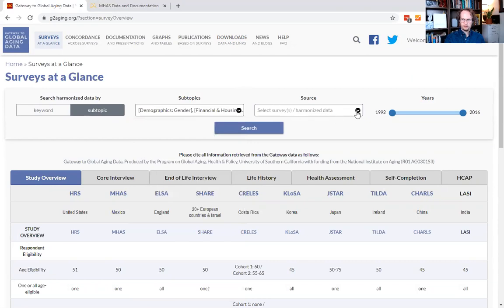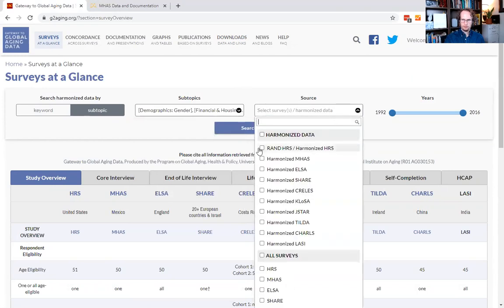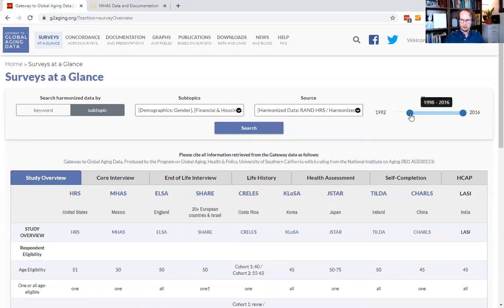So we can look for these variables, and we're going to say we're going to look for them from RAND HRS or harmonized HRS. It'll tell us which one they're in. Again, they won't be in both. It'll be in one or the other. And harmonized MHAS. And we know that MHAS started in 2001. So we're going to look just over the years 2000 to 2016.